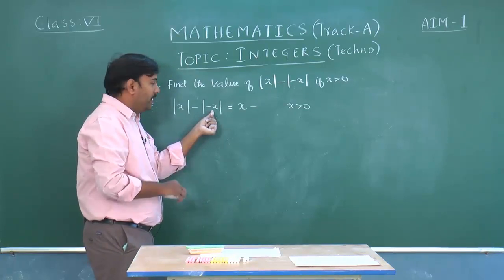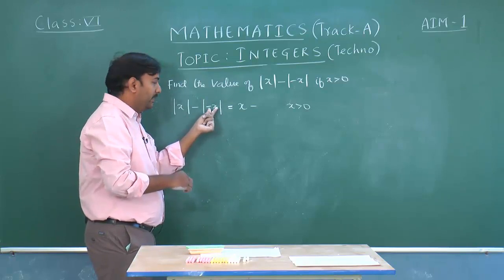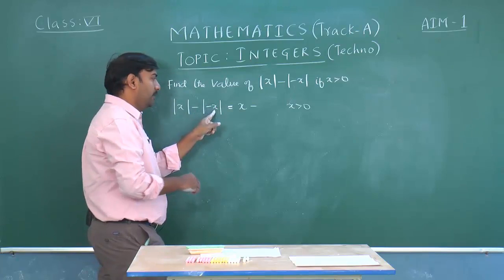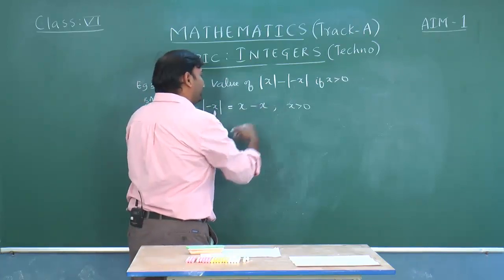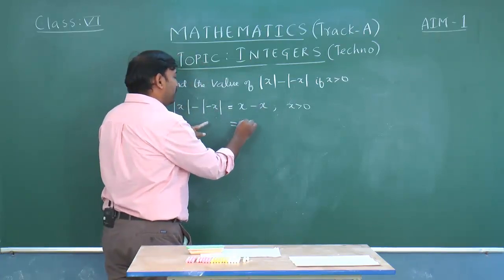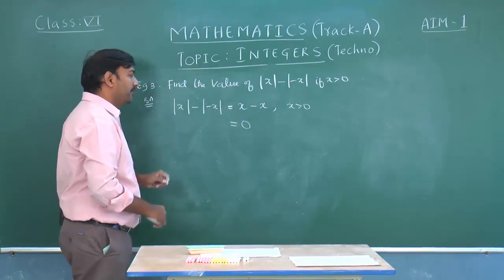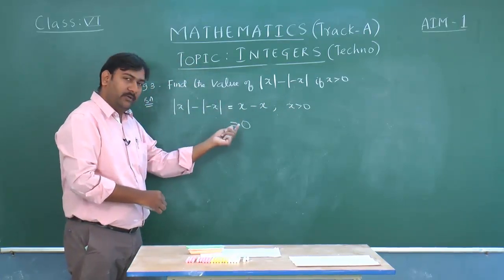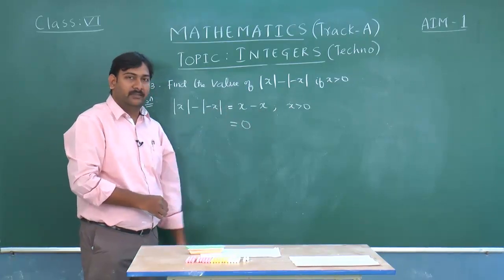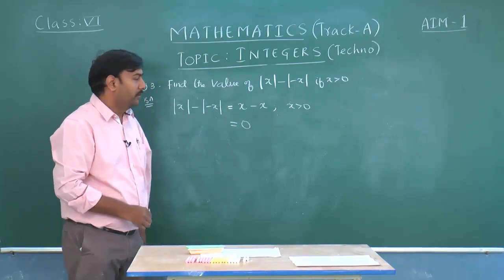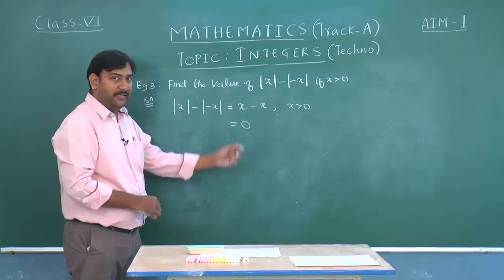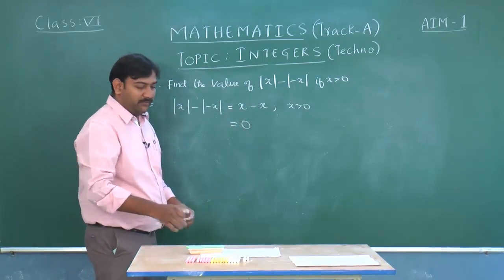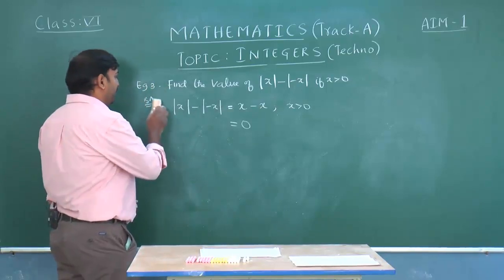Or otherwise, the absolute value of an integer is the integer itself neglecting the sign. So if I neglect this sign, I get the result as x. So x minus x is going to be equal to 0. So the value of mod x minus mod of minus x is going to become equal to 0 in case x is greater than 0. And the situation changes if x is a negative number. So let us discuss the situation where you get x as a negative number.